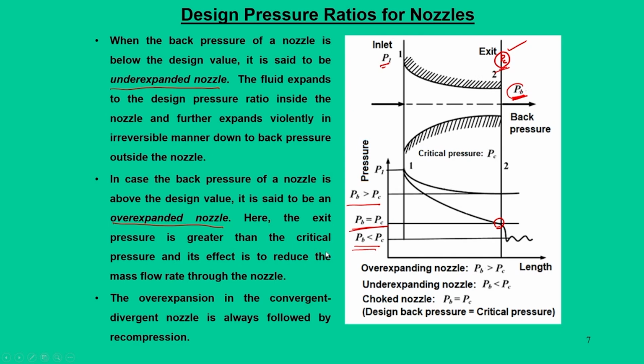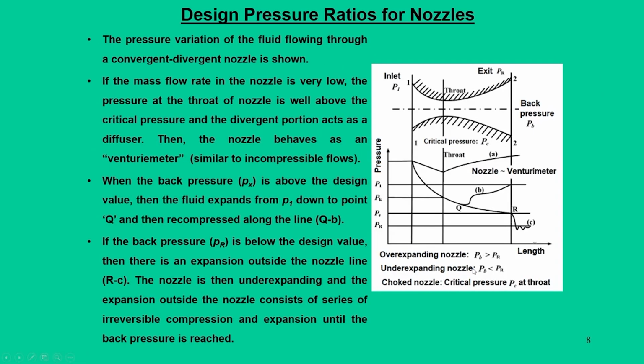When this happens, its net effect is to reduce the mass flow rate through the nozzle, and this particular over expansion is more relevant when you go for the convergent divergent nozzle. So, let us see what happens in a convergent divergent nozzle.